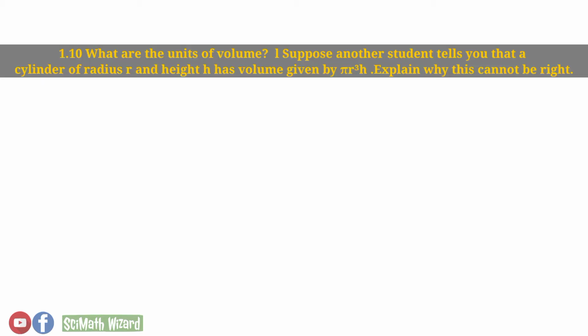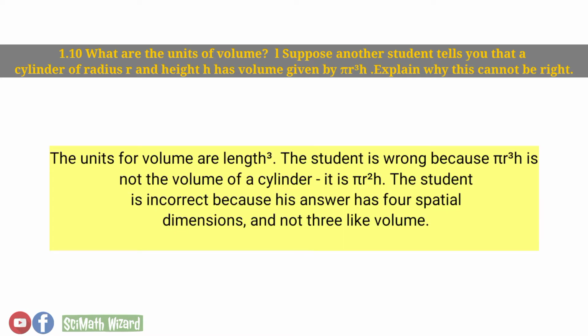Question 1.10. What are the units of volume? Suppose another student tells you that a cylinder of radius r and height h has volume given by pi r cubed h. Explain why this cannot be right. The units for volume are length cubed. The student is wrong because pi r cubed h is not the volume of a cylinder, it is pi r squared h. The student is incorrect because his answer has 4 spatial dimensions and not 3 like volume.